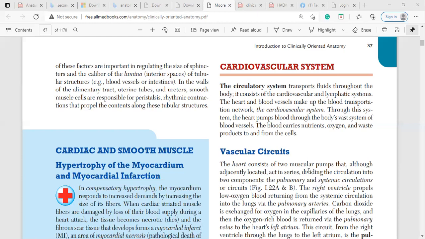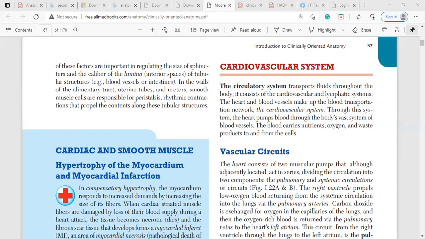So the heart consists of two muscular pumps that, although adjacently located, act in series, dividing the circulation into two components: the pulmonary circulation and the systemic circulation, or what you call the pulmonary circuit or the systemic circuit. Now, what are these two pumps that pump blood into these two circuits? Now, we have what we call the right ventricle.